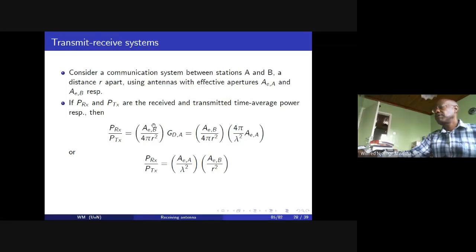as the effective aperture of the receiving antenna B over 4 pi r squared multiplied by the directive gain of the transmitting antenna A. And this gives us a value of A_eA multiplied by A_eB over 4 pi r squared, and multiplied by the directive gain of A, defined by its universal constant 4 pi over lambda squared multiplied by the effective aperture A. Remember, we have already seen how we can get the value of the effective aperture of the antenna A.